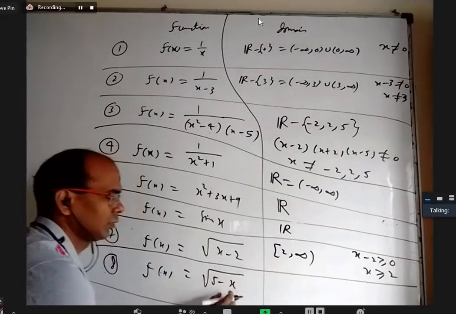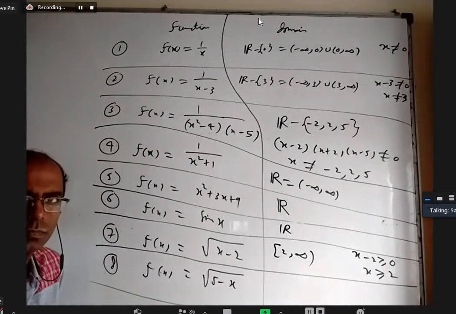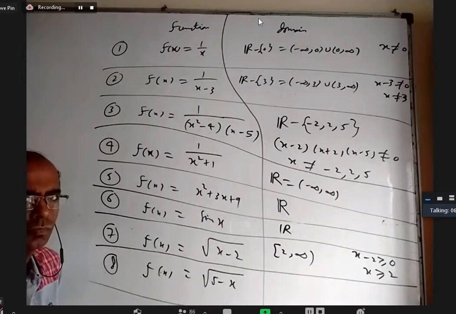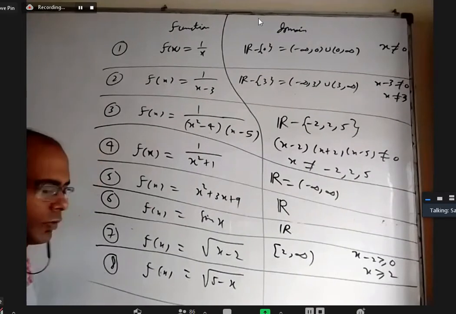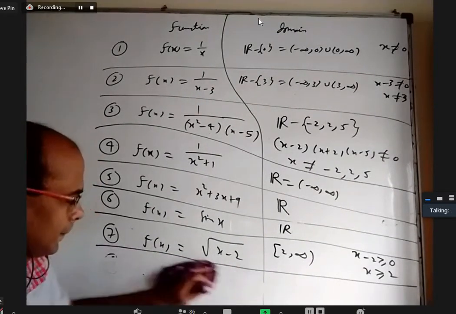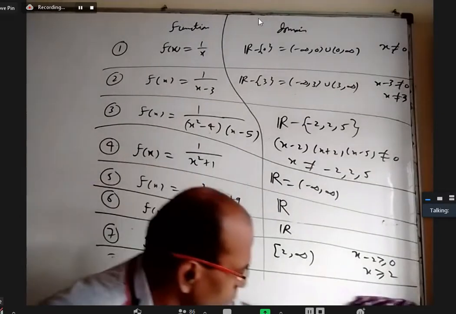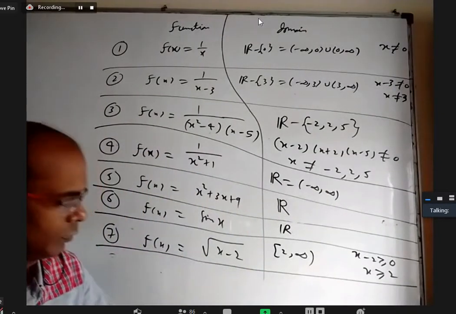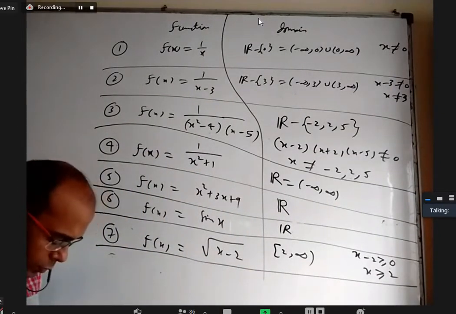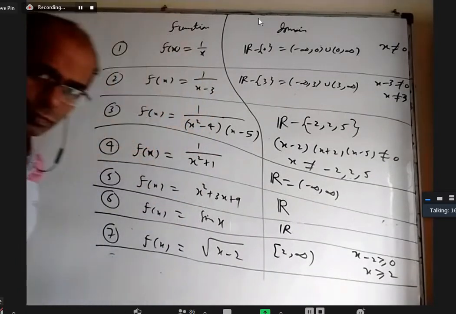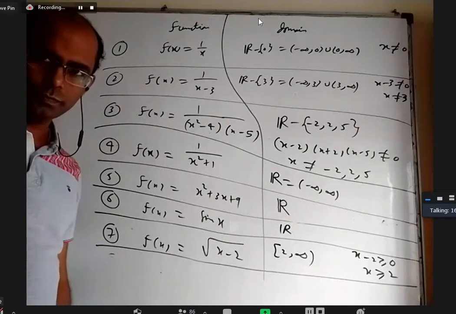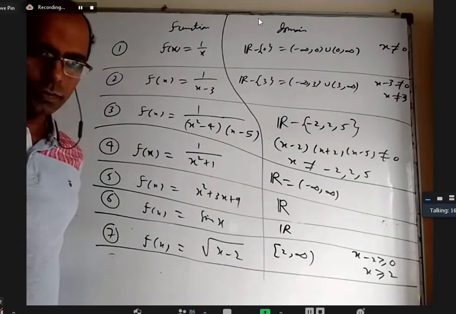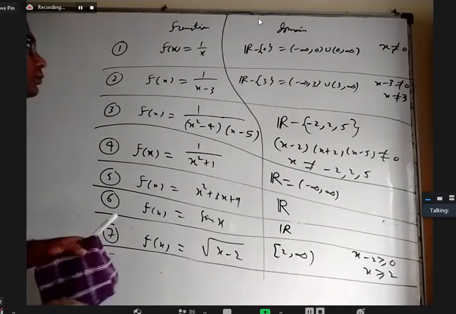Okay, what about the next one? Minus infinity to 5, x less than or equal to 5. Somebody is not able to see here. I think I have to write on the top. So why did you write 2? If you put 2, root 0 is 0, fine, no problem. Equal to 0 is also okay.